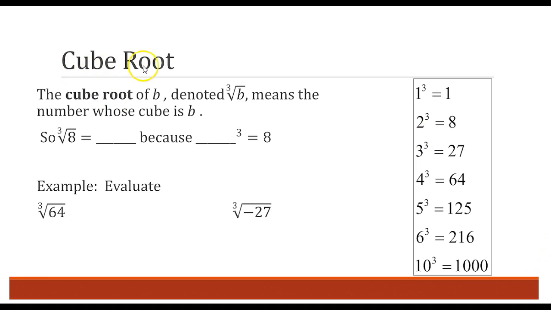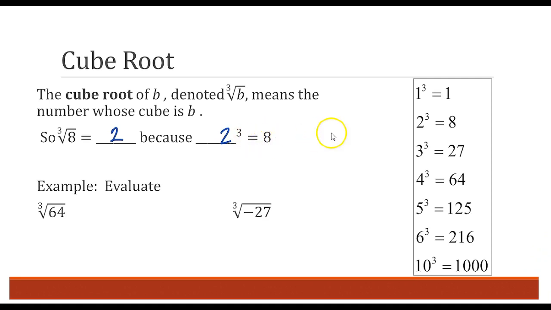Now let's move on to cube roots. The cube root of b, with this notation here, where this time the radical symbol has a 3 in the upper left-hand corner, means the number whose cube is b, the radicand. So the cube root of 8 is 2, and that's because 2 to the third power, 2 cubed, is equal to 8.